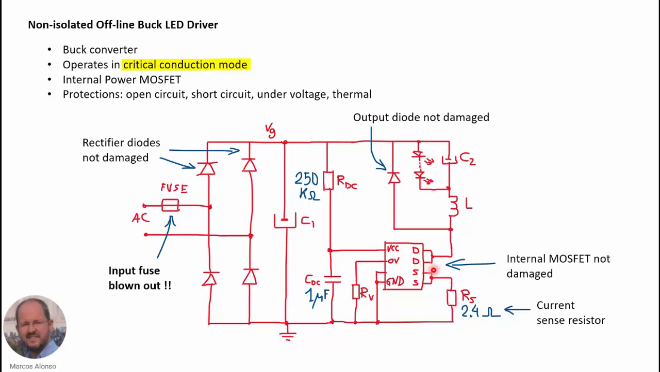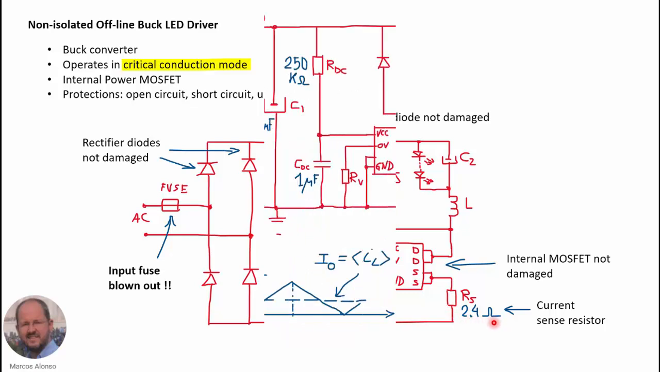Other important values that we have measured were the series resistance used for the power supply of the integrated circuit, here 250 kilo ohms, and the capacitor in parallel with the power supply of the integrated circuit, which is 1 microfarad. And finally, the series resistance used to measure the current through the switch, which is the same as the current through the inductor when the switch is on, is 2.4 ohms.